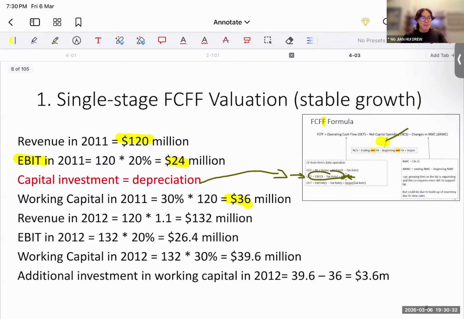Now, in terms of the revenue for the next year, which is 2012, we know that the revenue is going to grow at 10%. So it grows by 10%. EBIT again is exactly the same, 20% of our revenue. So this is our EBIT. And working capital is going to be 30% of our revenue, so this. And just be very careful.